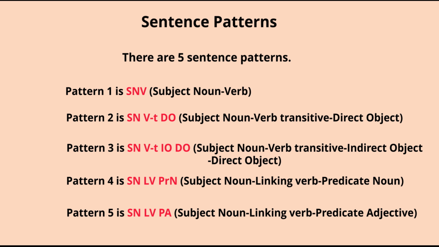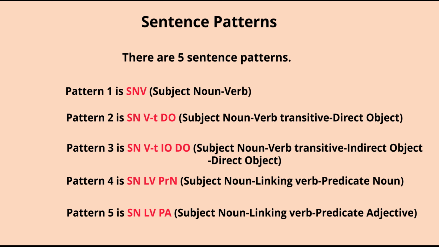Basically, there are five sentence patterns. Pattern 1 is subject, noun, verb. The core would be subject, noun, and verb. Pattern 2 is subject, noun, verb transitive, and direct object. We have talked about the verb transitive and direct object in another video. You can watch that in my playlist.